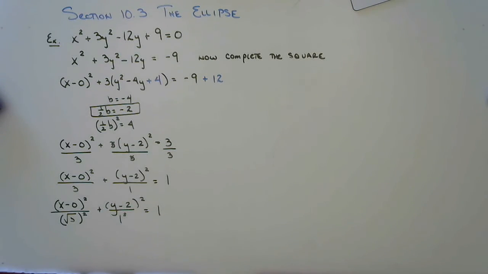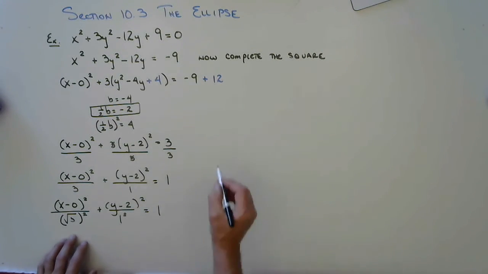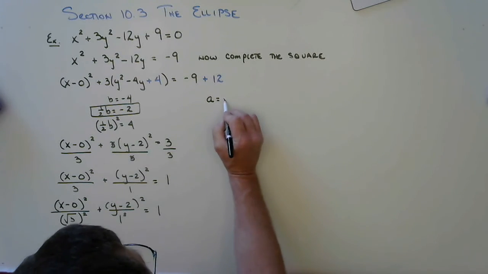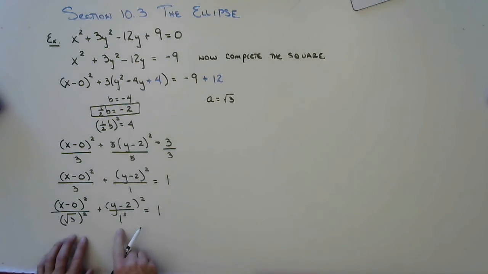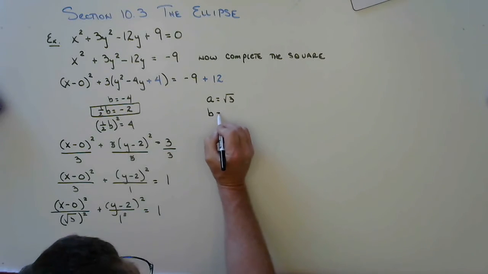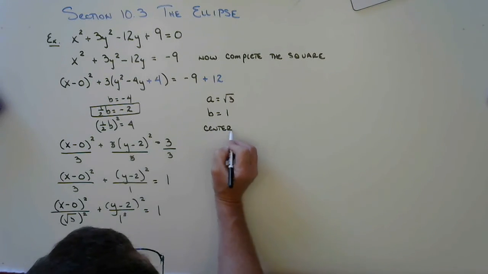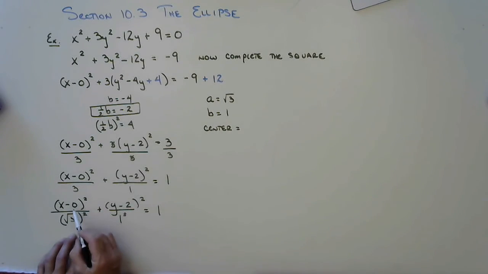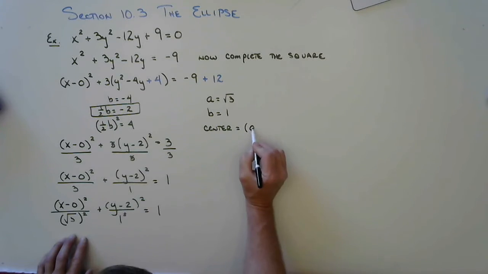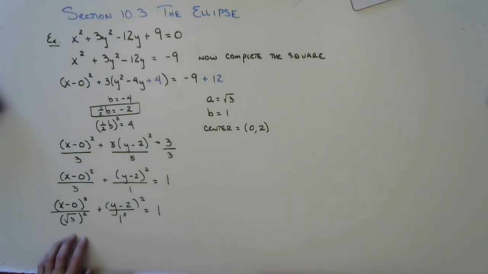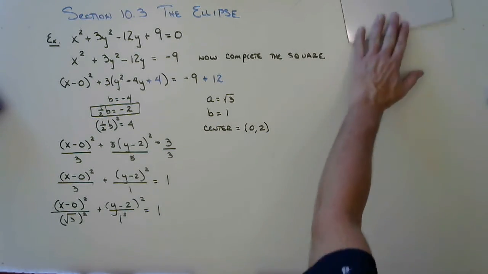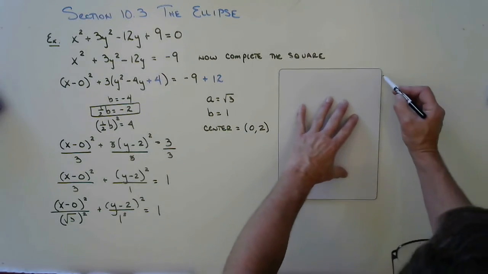Now remember, a is the bigger one. So which one of these is a? Right, we're going to make our list. A is the square root of 3, isn't it? Because that's the bigger one. B is 1. Where's our center? Well, our center, you can see it, right? It's 0, 2. Now we can draw our ellipse. We have everything we need to draw the ellipse.